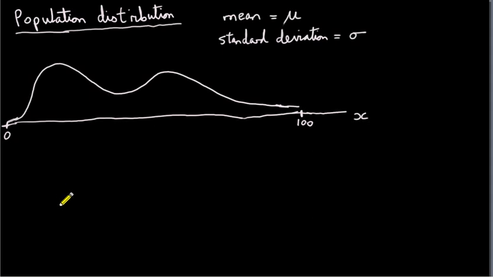The central limit theorem is a very important idea in statistics. It's central to much of statistics. But before I get on to it, I just want to talk about some population distribution.